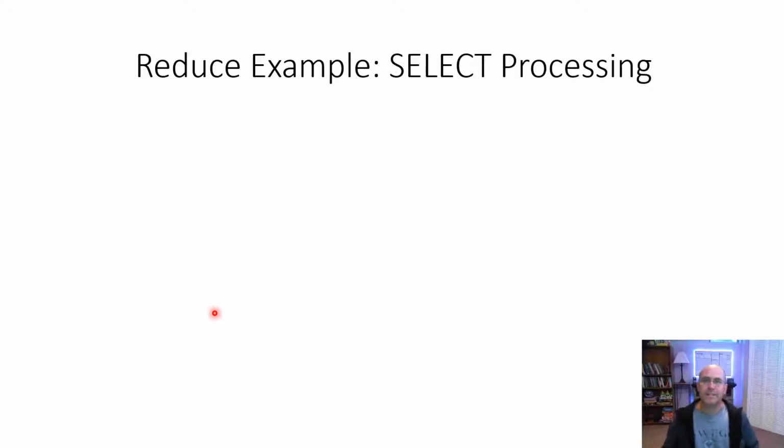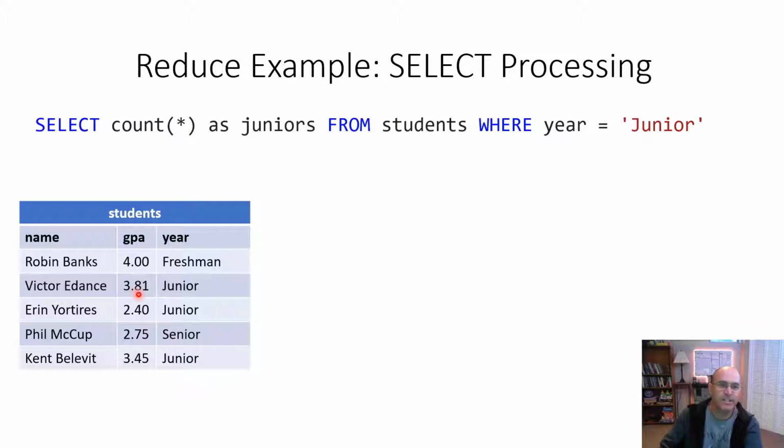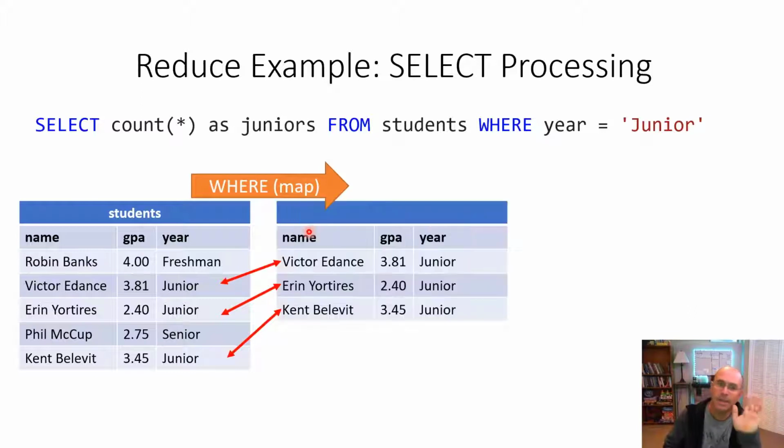So let's contrast that to a reducing operation. This query is new to you, and it has a reducing operation right here in it, count star, which says count the rows. And we're going to again start with the from, and this is the entire table. And again, we will apply that where clause, which does a map, so that we have this output of the 3 juniors. Now, here's where the reduce comes into play.